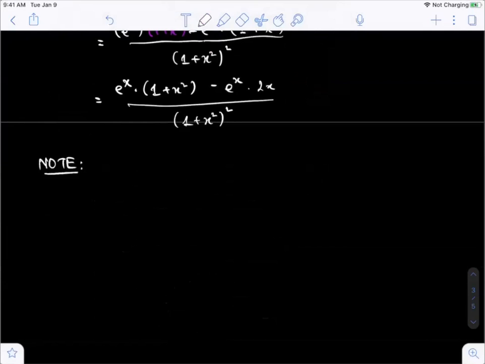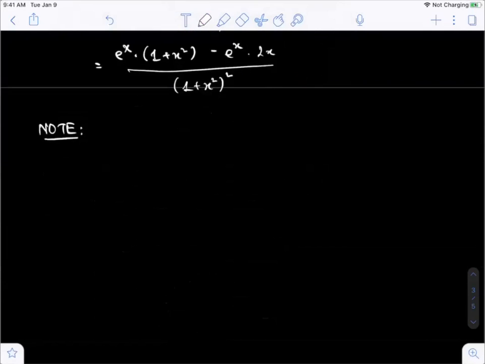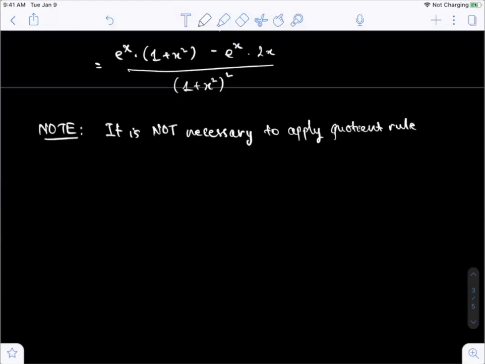I want to give you a note here. It's not necessary to apply the quotient rule anytime you see a quotient. There's another way to do that as well. So I want to put that in here: it is not necessary to apply the quotient rule anytime you see a quotient.